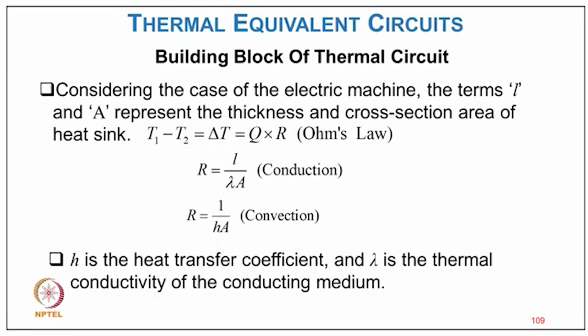Now, the building block of the thermal circuit, considering the case of an electrical machine. The terms L and A represent the thickness and cross-section area of the heat sink. T1 minus T2 equal to delta T equal to Q into R, as in Ohm's law, where R equals L upon lambda A for conduction, and R equals 1 upon hA for convection. Here h is the heat transfer coefficient and lambda is the thermal conductivity of the conducting medium.